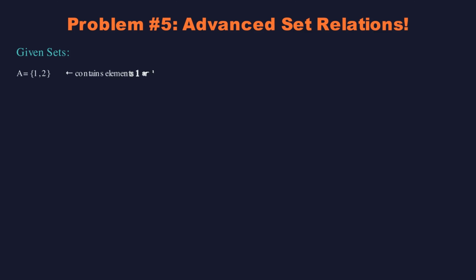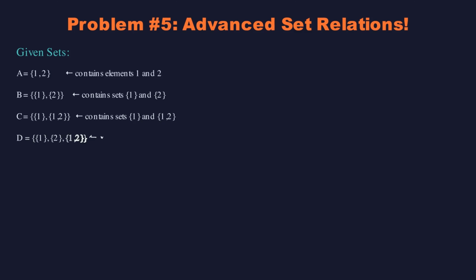For our final challenge, let's analyze these complex relationships. We have A equal to {1, 2}, which contains numeric elements. B equal to {{1}, {2}}, which contains sets as elements. C equal to {{1}, {1, 2}}, which also contains sets. And D equal to {{1}, {2}, {1, 2}}, which contains all these sets.